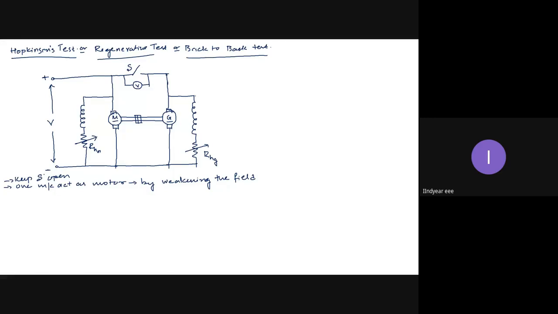The machine whose field is weakened, it means that I go on increasing the rheostat value. That machine will act as motor. Then one machine acts as generator. Okay. This is done by strengthening the field.